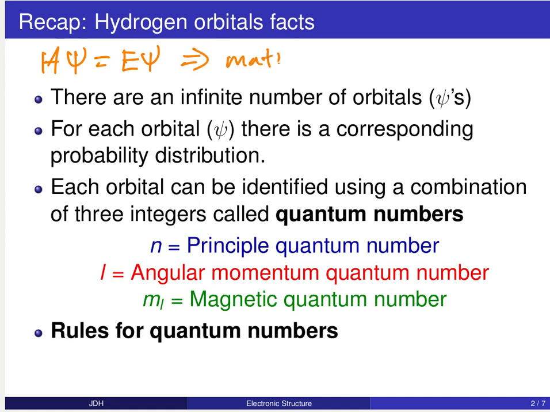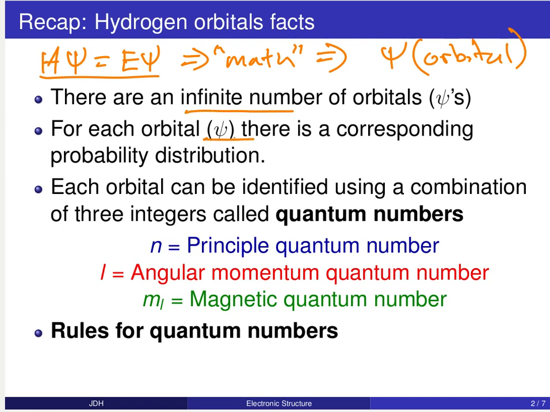So we do some math, right? We'll plug it into our little magical math machine. You plug through that and you're going to come up with this psi, which is an orbital. And we recall from the previous lecture that there's a couple features of this set of orbital solutions to the Schrodinger equation. First off, there are an infinite number of these orbitals, okay?